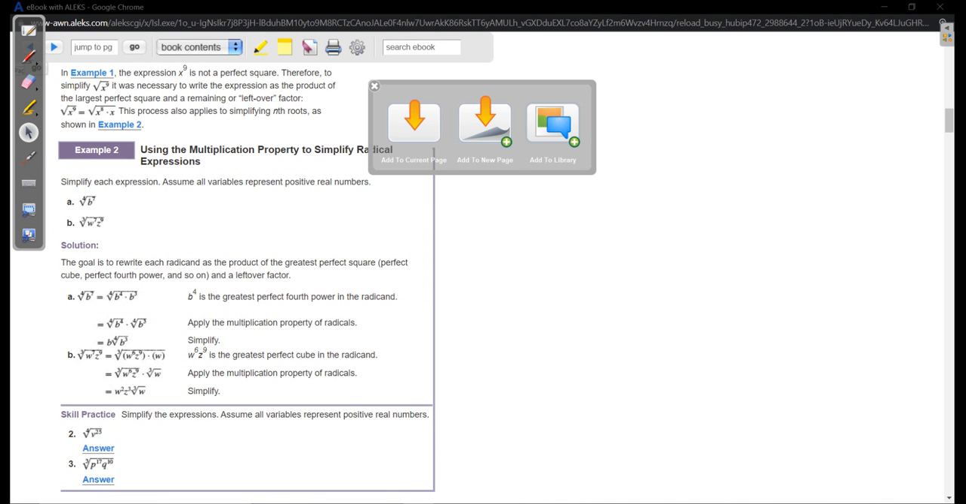Alrighty, so let's do example 2. And we're just going to assume we're going to reinvent the wheel every single time now, because if I recall, we have had a lot of issues with this textbook, it seems like.